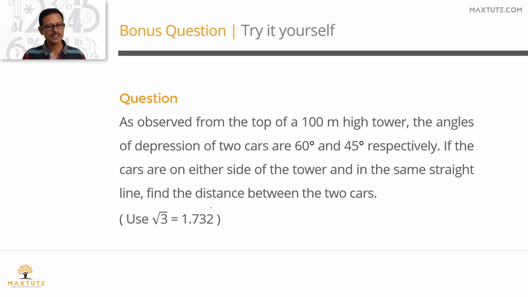Here is a bonus question. As observed from the top of a 100-meter high tower, the angles of depression of two cars are 60 degrees and 45 degrees respectively. The cars are on either side of the tower and in the same straight line. Find the distance between the two cars. Method is exactly the same. Even the trigonometric ratio that you should take is the same, except that we just change the values and that the two cars are not on the same side. They are on opposite sides. Right? Find the answer. Post your answers to the comment section and the forum section.